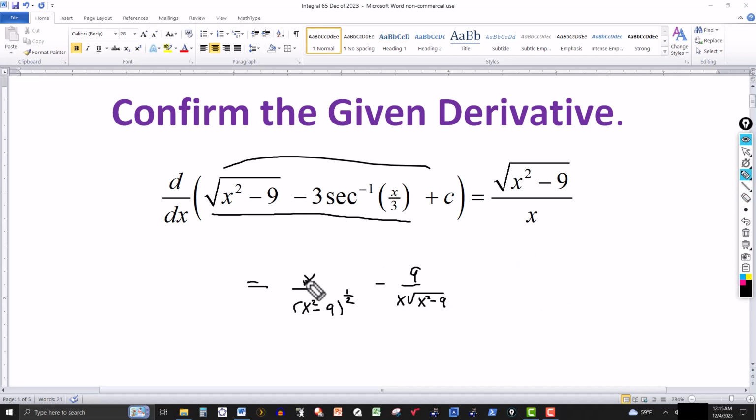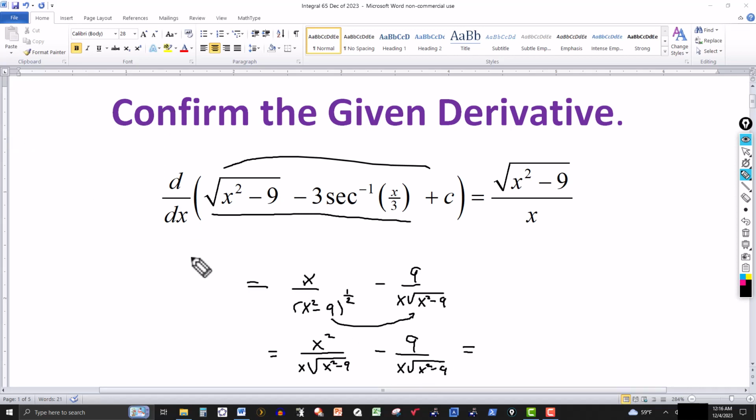Now let's combine this. Remember, the 1/2 power is the same thing as the square root of x squared minus 9. So let's get the same denominator: I'm going to multiply the numerator and the denominator by x. On top I'll get x squared, and on the bottom this would be x times the square root of x squared minus 9. And then this is going to be minus 9 over x times the square root of x squared minus 9.